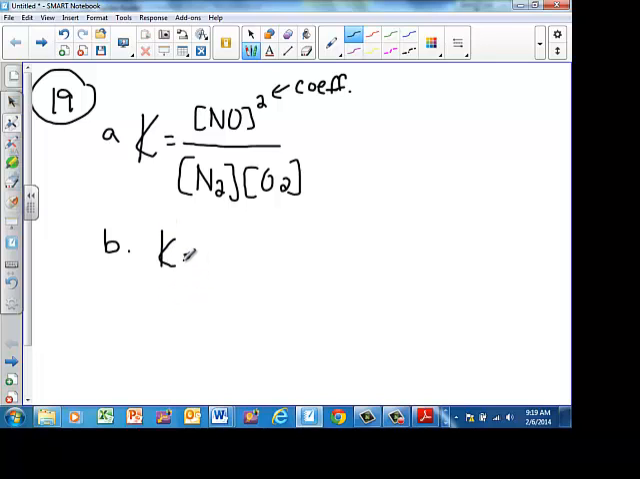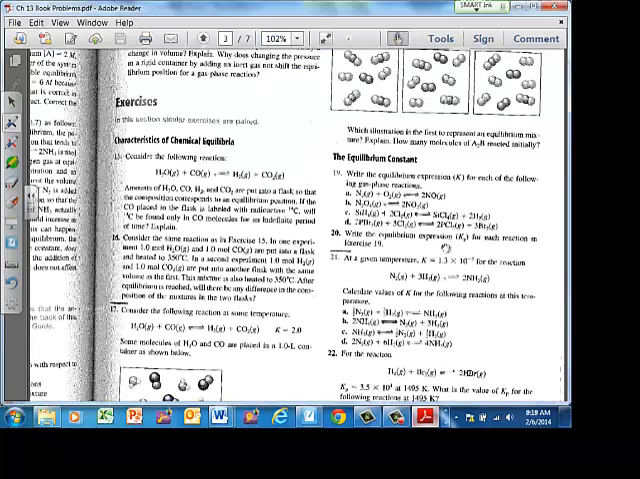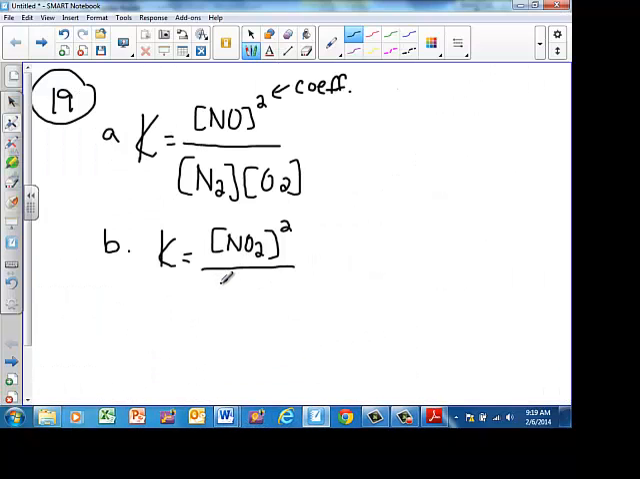So for letter B, we're going to do the same thing. We're going to take the products. Capital K is equal to nitrogen dioxide, and it's going to be to the second power again because that's got a 2 in front of it for the coefficient. Now this one just happens to be one product and one reactant, so that's all that ends up in our balanced equation here, where we have N2O4. And you go through the same process.